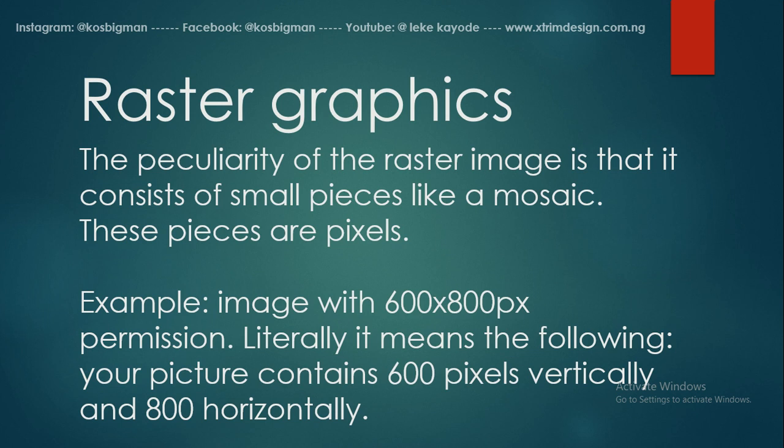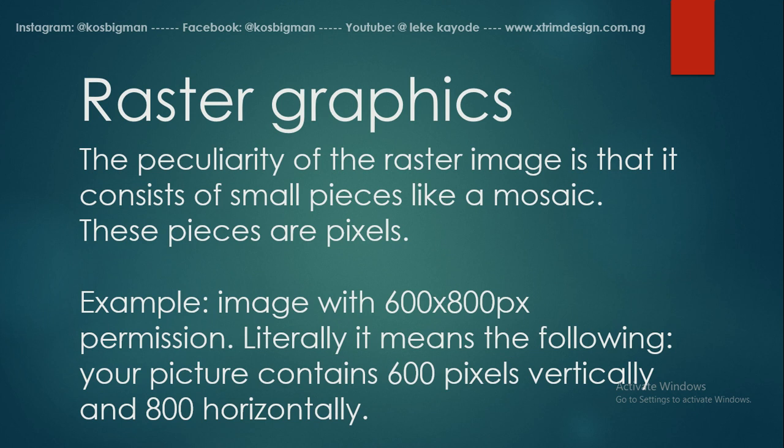So now let's look at this example. An image with 600 by 800 pixel dimensions. Literally, it means the following: your picture contains 600 pixels vertically and 800 horizontally, just like I explained with the 1280 and 720 pixels.